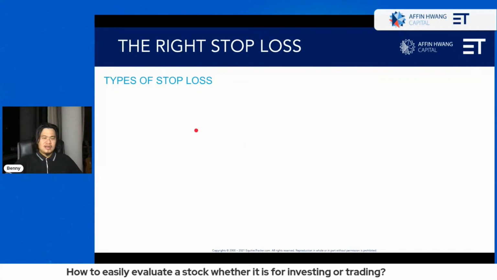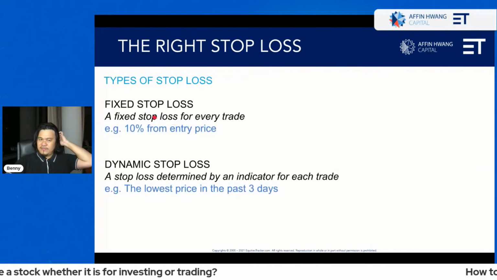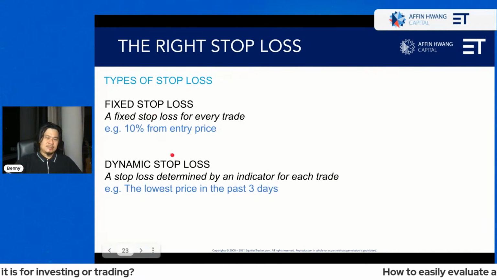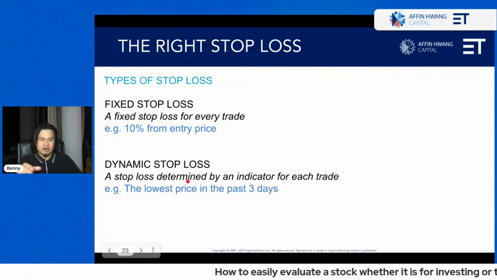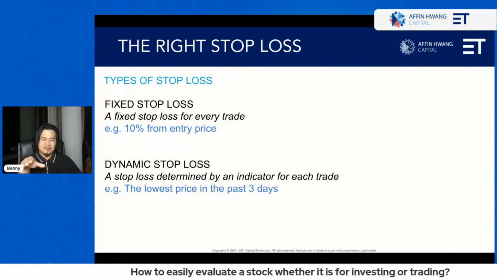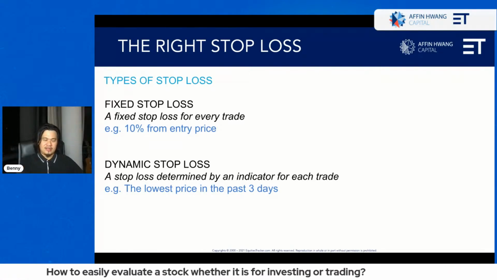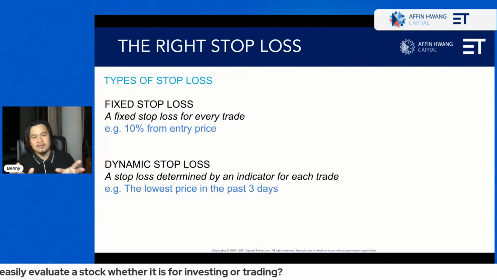Okay, so I'm just going to go through here very briefly. There are two different kinds of stop loss, right? There's a fixed stop loss. That means some traders always put 10%. It's a fixed stop loss that they put. They always put a 10% stop loss for every single trade that they're trading. Okay, that's what we call a fixed stop loss.